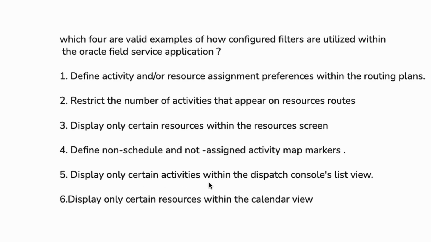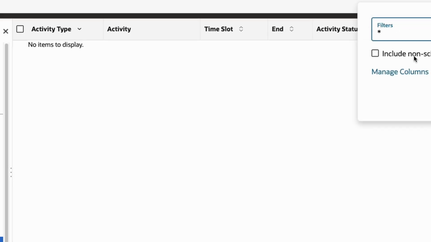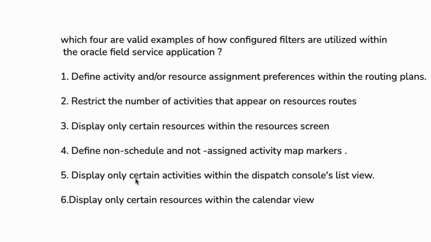Display only certain activity within the dispatch console list view. Option 5 is the correct answer. If you go to dispatch console, we have filters, ad hoc filters, and we can have a number of filters here. So option 5 is correct.